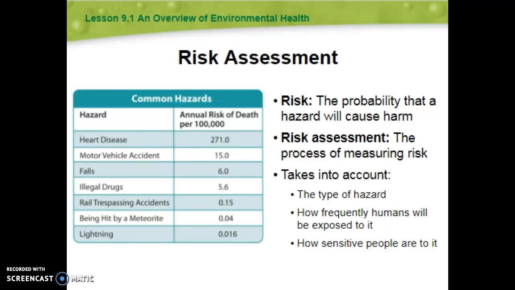You see there the common hazards on the screen. That's talking about the risk of death per 100,000 people. So heart disease is pretty risky. Driving a car, getting in an accident is pretty risky. Falling, especially if you're elderly. And then you see some of the lower things. Illegal drugs are pretty risky. And then rail trespassing accidents. So that's like getting hit by a train when you're walking on the tracks, and lightning and things like that.